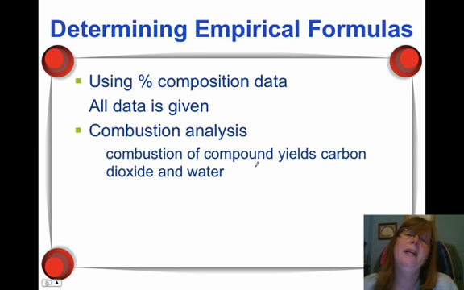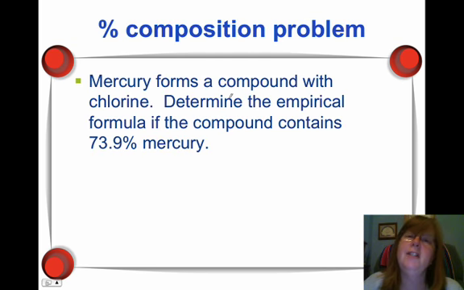All right, what we're going to do now is we're going to use percent composition data, and we are going to determine empirical formulas of compounds. If you were in AP chemistry, we would do something called combustion analysis to determine an empirical formula. But for honors and standard chemistry, we're just going to be using percent composition data. All right, so let's just get started.